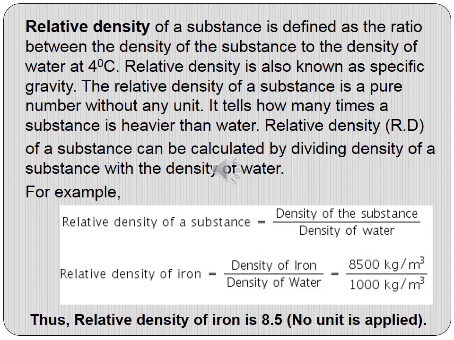For example, the density of iron is 8500 kg per meter cube. You know that the density of water is 1 gram per centimeter cube. When converted into the corresponding SI unit, it will be equal to 1000 kg per meter cube. So, the relative density of iron is equal to 8500 divided by 1000. It is equal to 8.5. It has no unit.